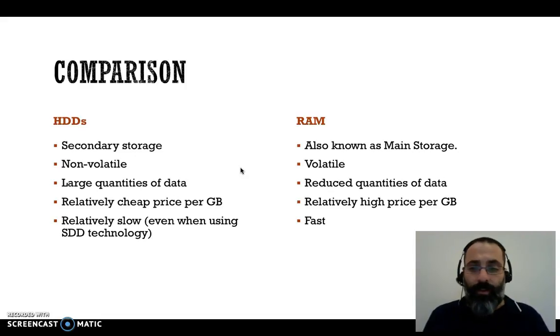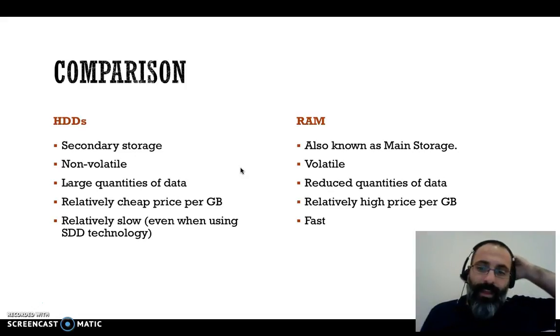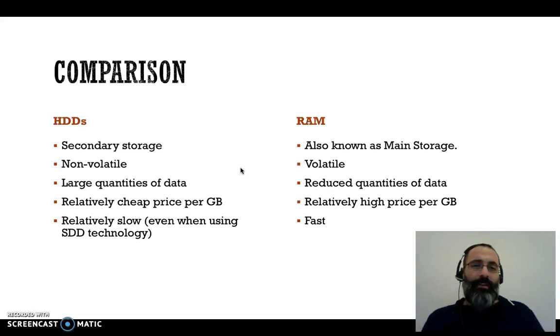What happens when you're playing your most favorite game and the computer crashes? You lose your game. So that's what volatile actually means. Then the capacity. Hard disks are able to store large quantities of data. I'm sure your hard disk is already over a terabyte in storage, whereas the amount of data you can store in your RAM is much less, about 4 gigabytes, 8 gigabytes, 16 gigabytes. That's about 250 times less.